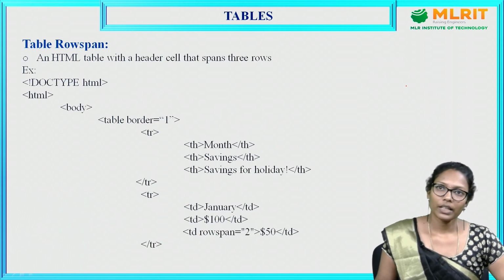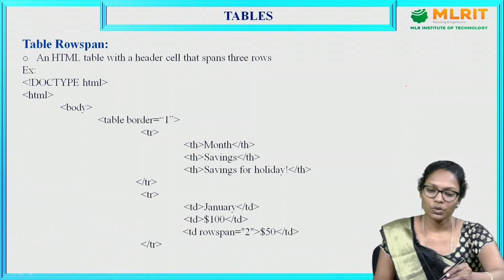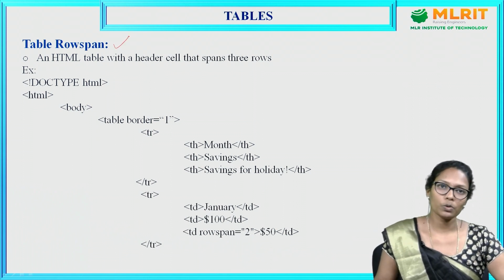So next we have some more features. These are not attributes of tables, but we have some features that we can use wherever we require. So next is table row span. You are spanning the row, I mean, you are merging the rows. If you want to merge 2 rows, then you can use this row span. Not only 2 rows, multiple rows. If you want to merge multiple rows, then you can use this row span.